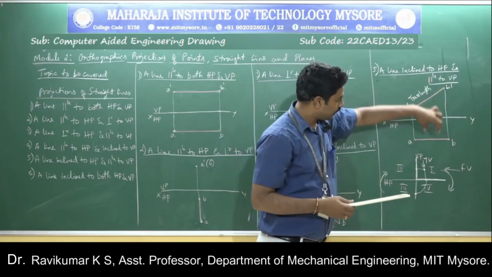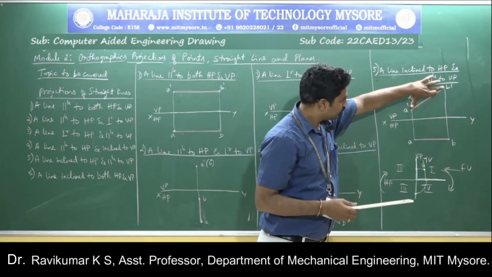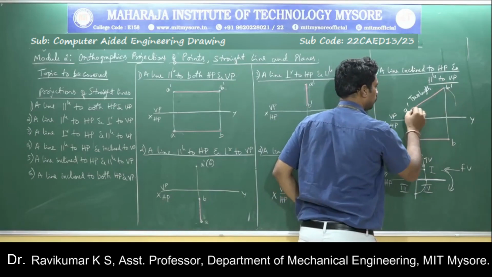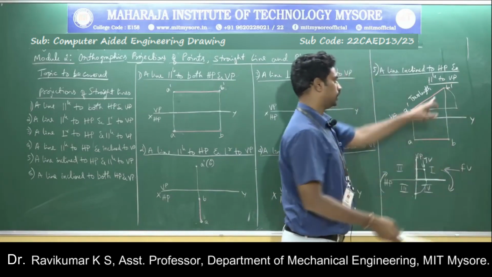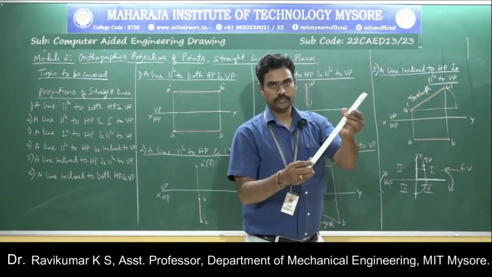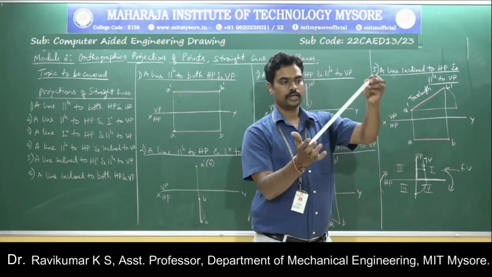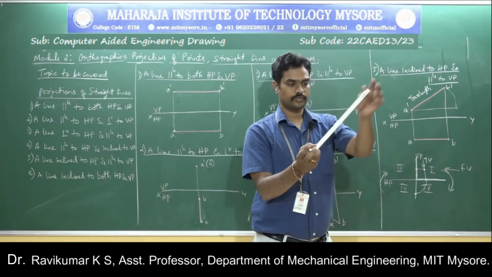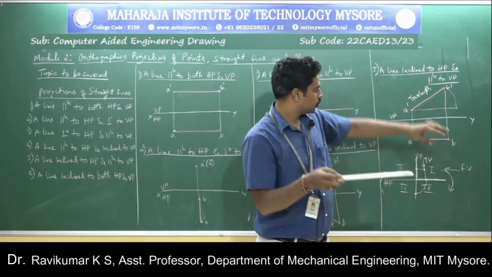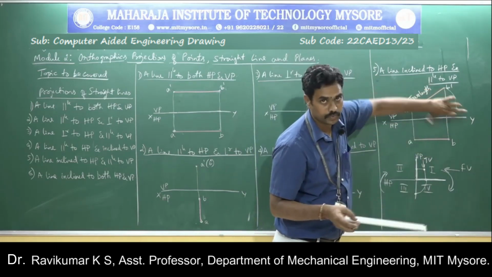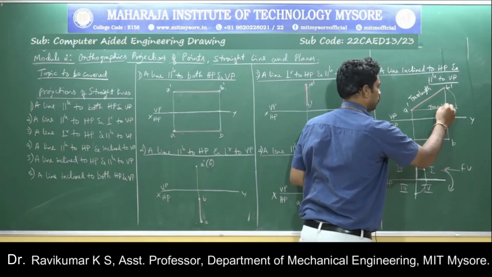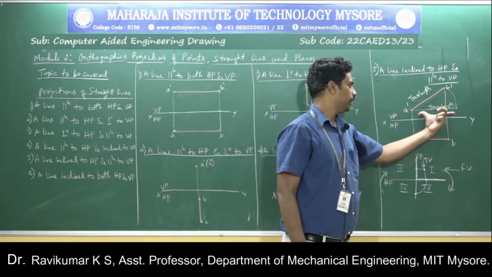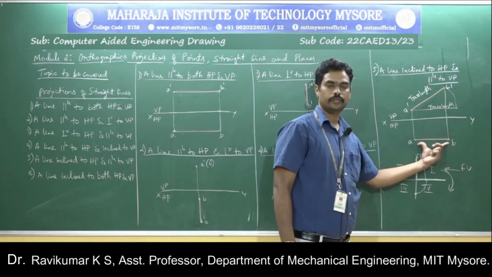But look at the length here and the length here. It is the inclined position, and this one is not the same. If you take out the inclination with respect to the horizontal plane, if you rotate this line something like this, then it will be parallel to HP. That means if you take out the inclination with respect to HP, you'll get it like this. So the true length of the line should be this one, but in the top view, the length is shortened. It should be something like this amount, but in the top view it will be shortened.